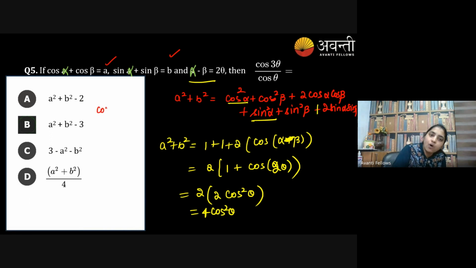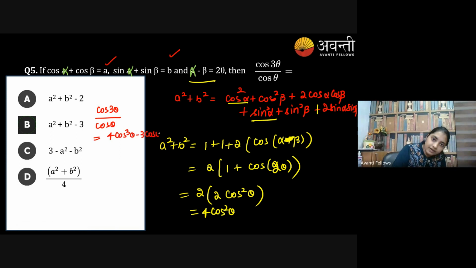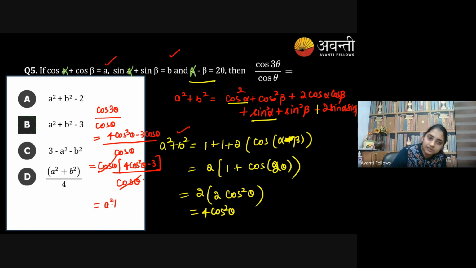So now we are having cos 3 theta by cos theta. Remember the formula of cos 3 theta? It was 4 cos cube theta minus 3 cos theta, divided by cos theta. In the numerator, can you take cos theta common? So it will be 4 cos square theta minus 3, divided by cos theta. Cos theta cancels. 4 cos square theta is a square plus b square. So the answer is going to be a square plus b square minus 3. That means option B is the correct answer.